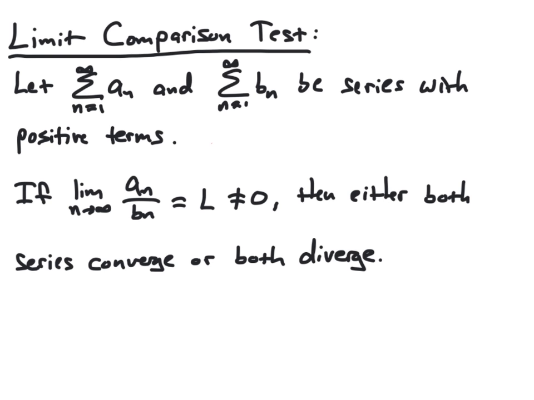First, the two series with terms a sub n and b sub n, one of these is the series that we're testing to determine whether it's convergent or divergent.